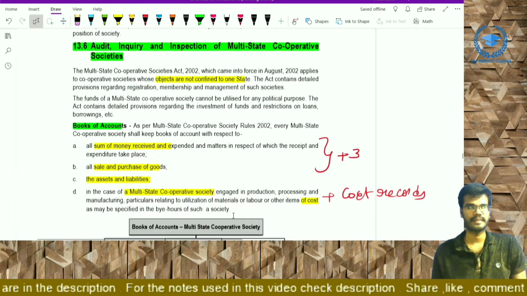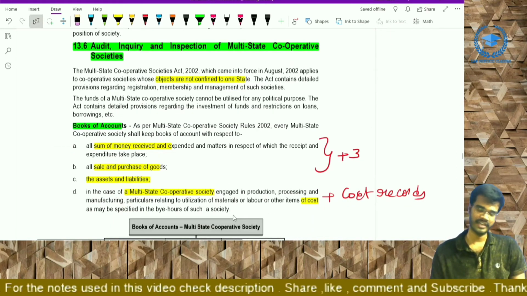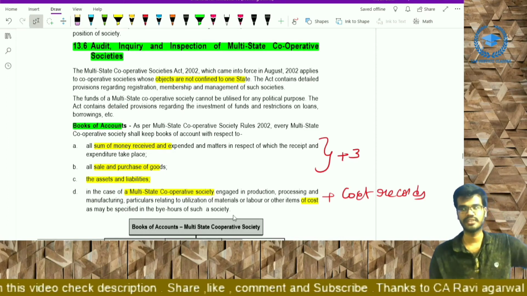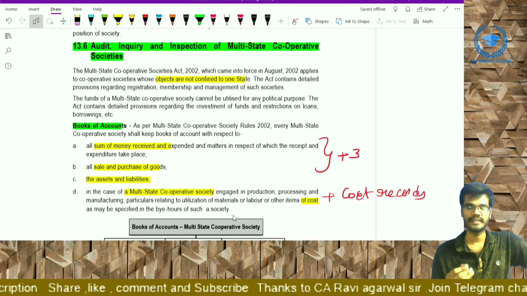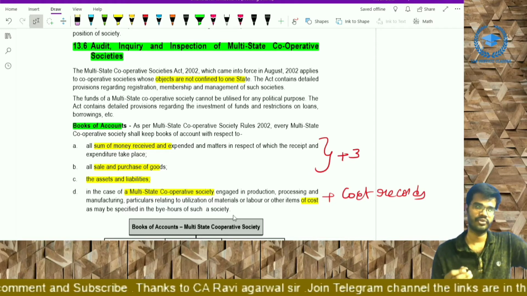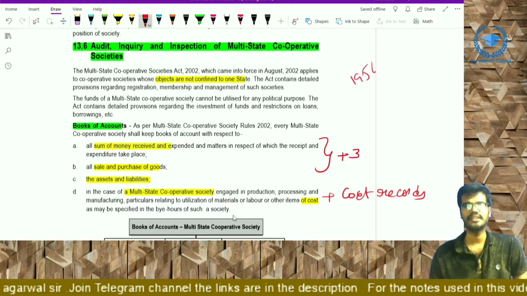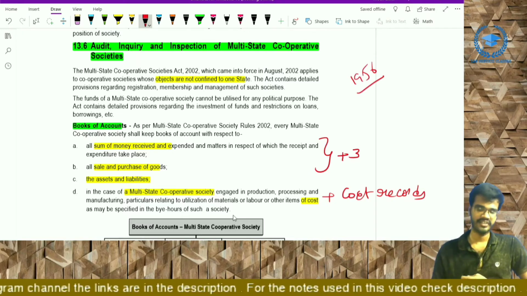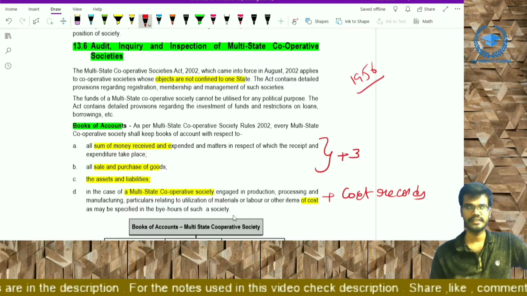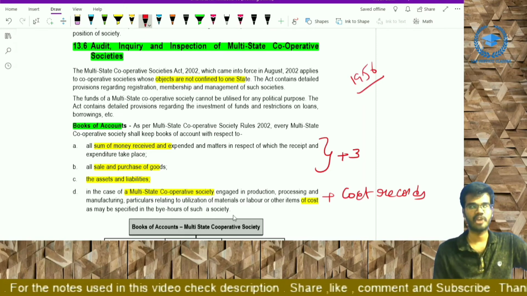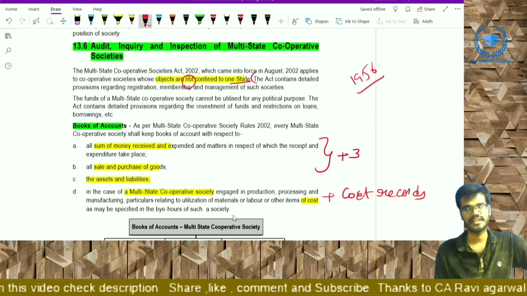And coming to our next audit inquiry, we have completed our first segment, that is the Cooperative Societies Act 2019-12, and we are going to the Multi-State Cooperative Societies Act 2002. This act is very much similar to our previous Companies Act 1956, right? Yes, in the name of this act only it is said Multi-State Cooperative Societies Act, means the objects are not confined to one state, right?